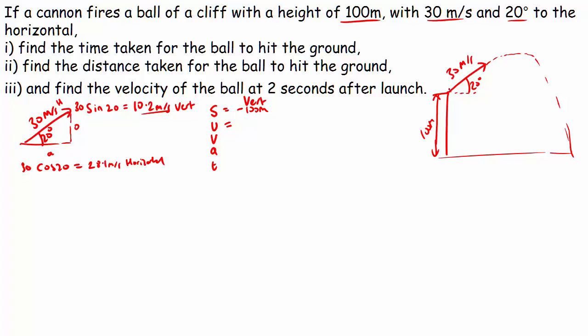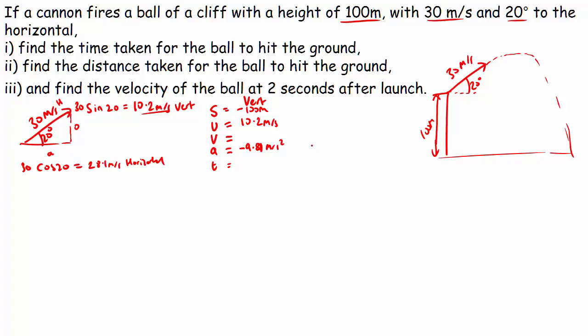The initial velocity in the straight up direction is 10.2. I'm keeping it as positive because I'm counting up as positive, down as negative. If my displacement ended up being higher than where it started from, I'd have counted the s as positive as well. V, I don't know the speed at which it's going to hit the ground, so that's not known. Acceleration is in the opposite direction to my velocity, so it's a negative value of 9.81 meters per second squared. And the time is the thing I'm looking for.